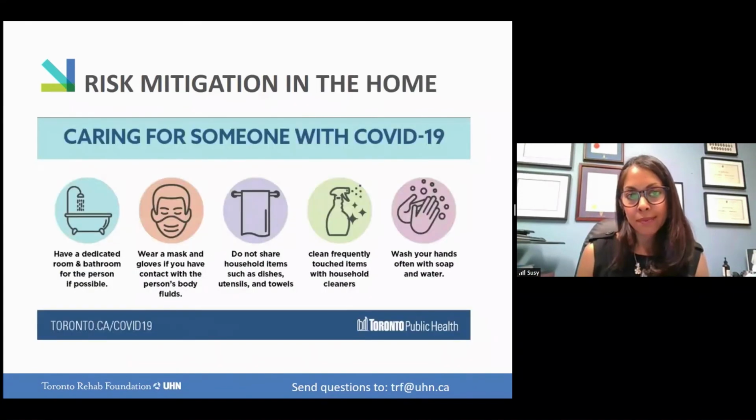Next slide, please. If you happen to have to care for someone with COVID-19 infection, then there are a few things that you can do, mostly covered in the slides I've already talked about. You can dedicate a bathroom to that person so that others are not using it, if that's possible. You wear a mask or gloves when you're actually contacting that person's body fluids, or you're in very close proximity to actually provide care. Don't share things like towels or eating utensils, but regular dishwashing of your utensils is fine. And cleaning your high-touch areas in the household is also important.